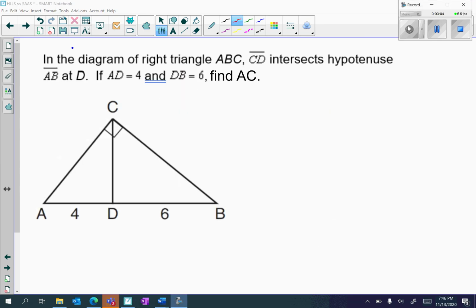Let's look at this first example. In the diagram of right triangle ABC, CD intersects hypotenuse AB at D. If AD is equal to 4 and DB is equal to 6, we want to find AC. So I'm going to put an X where AC is. Pause the video now and figure out what you are going to use, Hill's or SAAS. Notice for this question, I'm trying to find a leg, which is AC. So this is going to be my leg, which means I'm going to use Hill's.